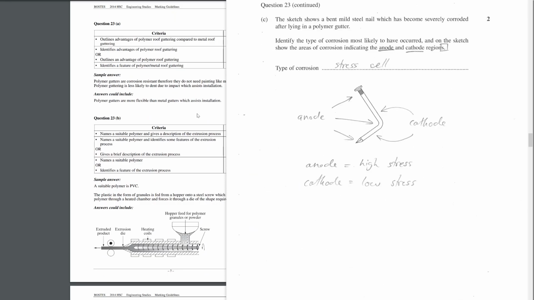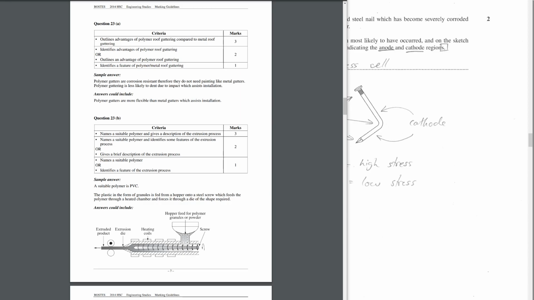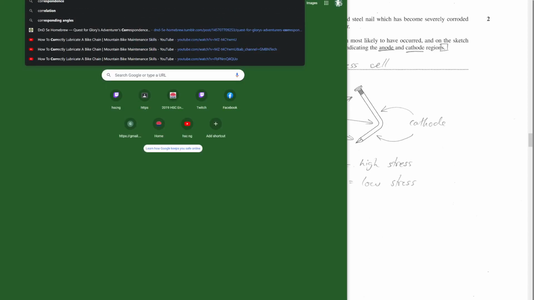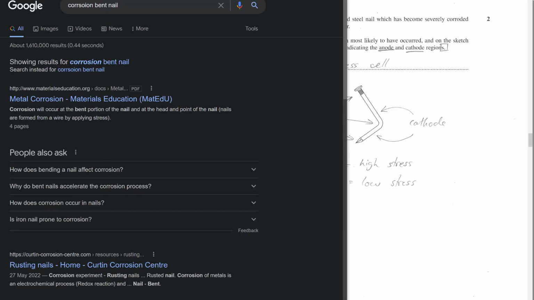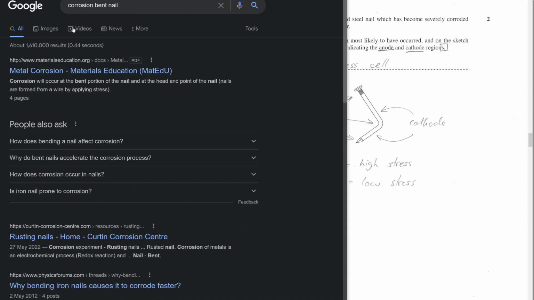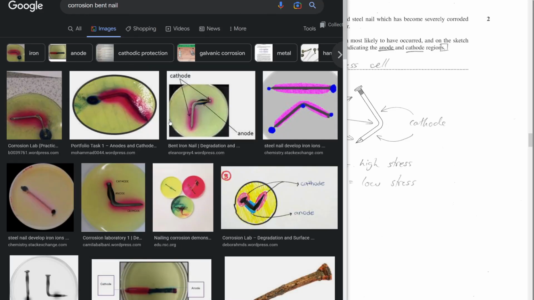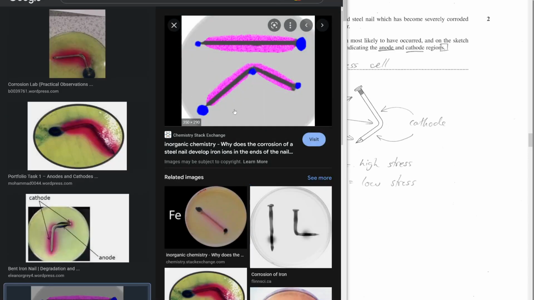Okay, so I've got a nail, and you do see these questions. So if we write corrosion, bent nail. The thing is, you look at this and you think, oh, but isn't that rusting? What's going on here? The rusting is not the red area. I know it looks like that, but the rusting is not the red area. The rusting is this bulge, right? And so if we look at this one, it says the rusting is blue.